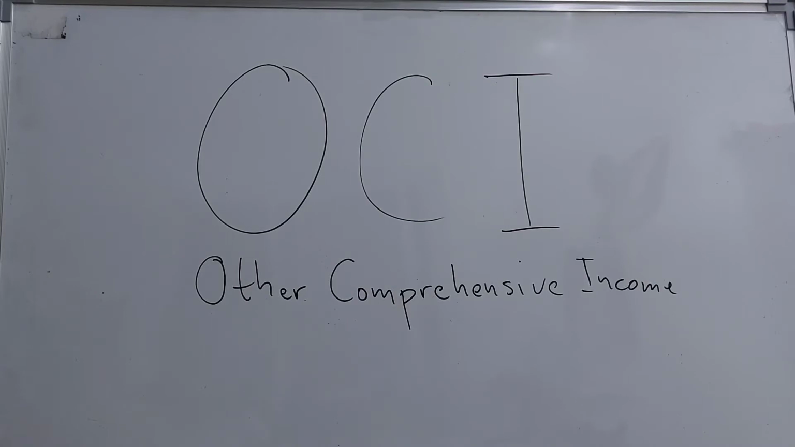6, remeasurements of defined benefit plan, including actuarial gain or loss. And yung 7, change in fair value attributable to credit risk of a financial liability designated at fair value through profit or loss. So, yan yung mga kailangan nyo tandaan na kasama sa other comprehensive income or OCI. So, halos lahat ay hindi nyo pa yan na-encounter. So, kaya memorize nyo na lang muna. Okay?